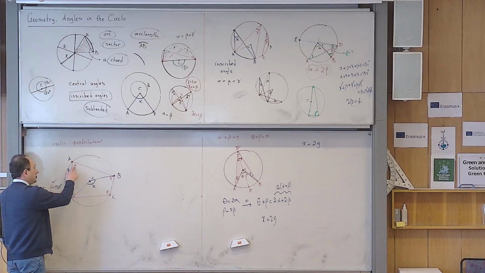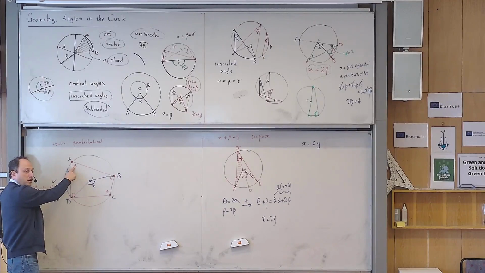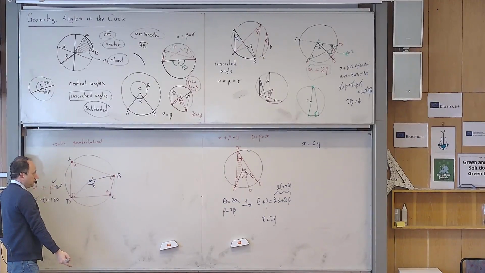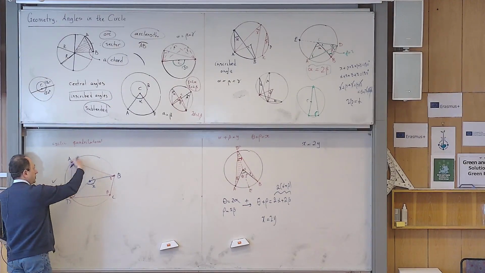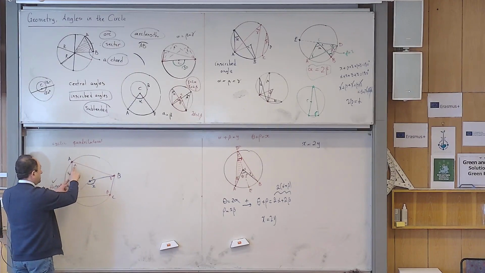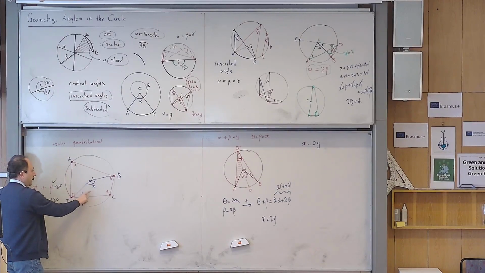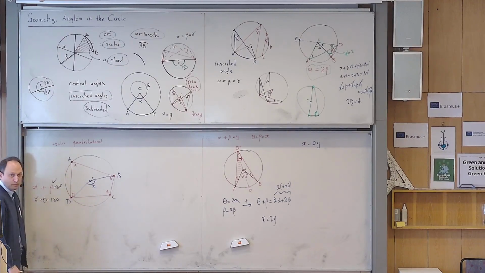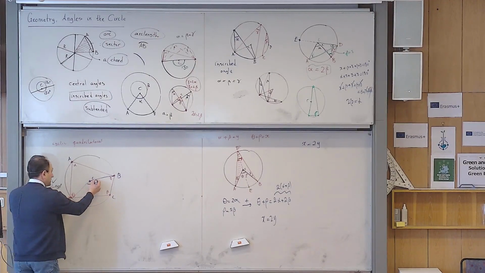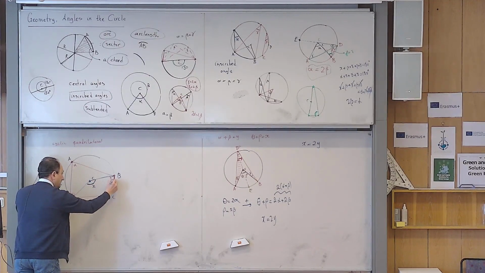So, what is the name of this angle? What type of angle is alpha? It's inscribed, because the vertex is on the circle and the legs are chords. But do you think that alpha and X are subtending the same arc? Yes or no? Yes, because this X is subtending this arc.